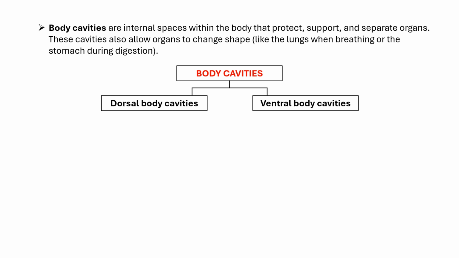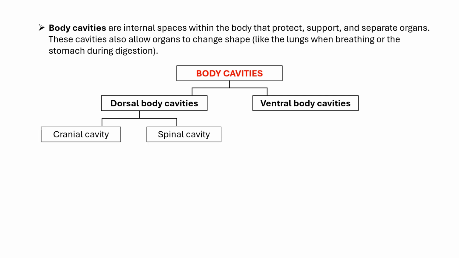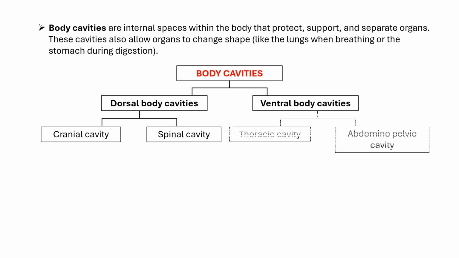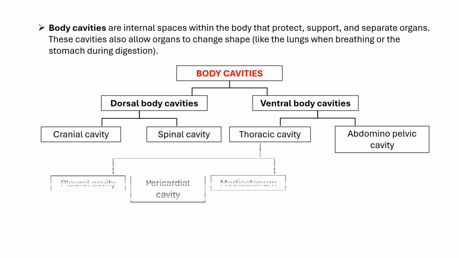Hope you know the difference between dorsal and ventral. One is back side of the body and one is front side of the body. Dorsal body cavities, again two types: cranial cavity and spinal cavity. Whereas in ventral body cavity, two subtypes are thoracic cavity and abdominal cavity. And again, pleural cavity, pericardial cavity, and mediastinum are inside the thoracic cavity.